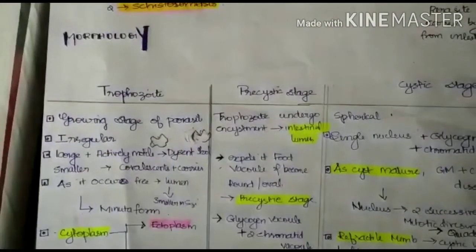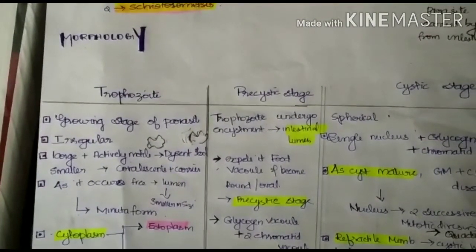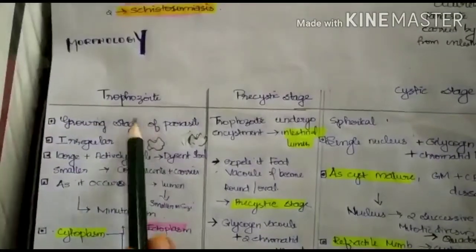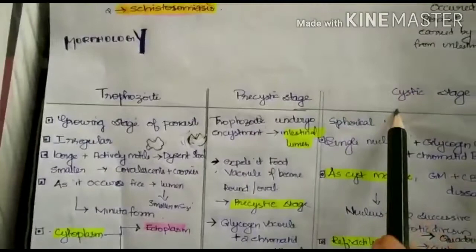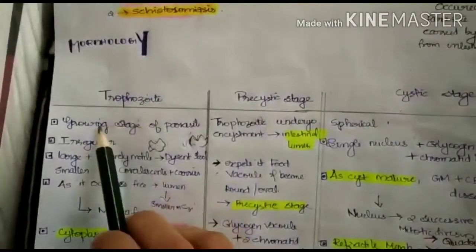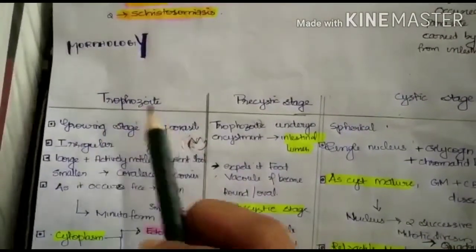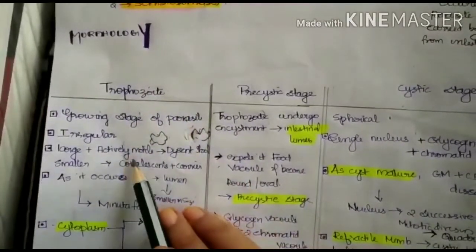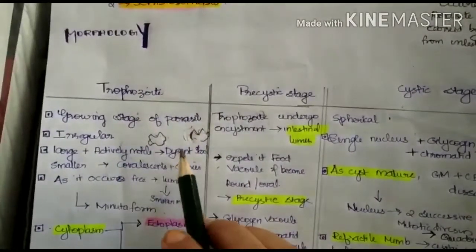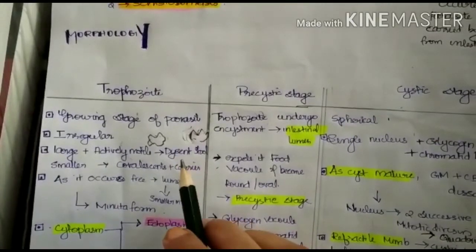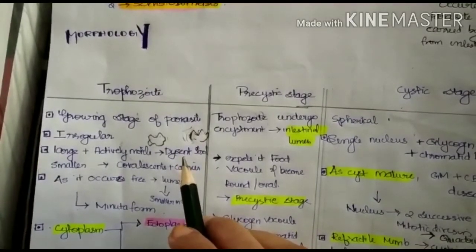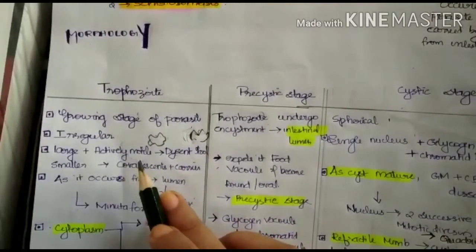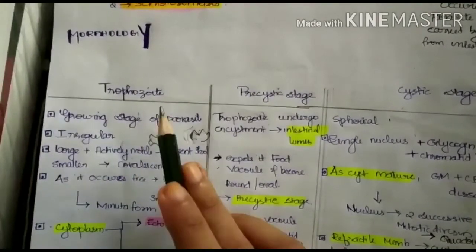Now let's study the morphology of Entamoeba histolytica. It mainly occurs in three forms: trophozoite, pre-cystic stage and cystic stage. Trophozoite is the growing state of the parasite. It is irregular in shape like this. It is large and actively motile in freshly passed dysenteric stool. That is, the stool of patients who have dysentery has large and actively motile trophozoites.